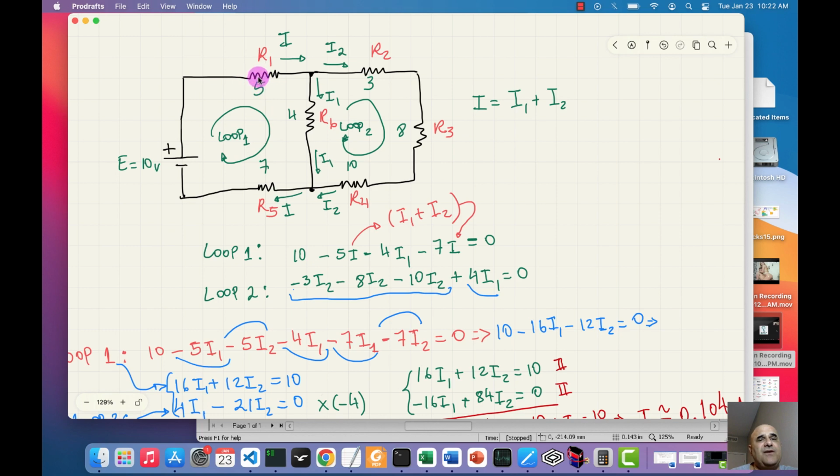Since this is the 5 ohms resistor, if I multiply the resistance times the current, I have the voltage. In this case, the voltage drop. So 5 times this I over here, look, is the voltage drop. Since I have a voltage drop, I will just put the negative sign in front of it.